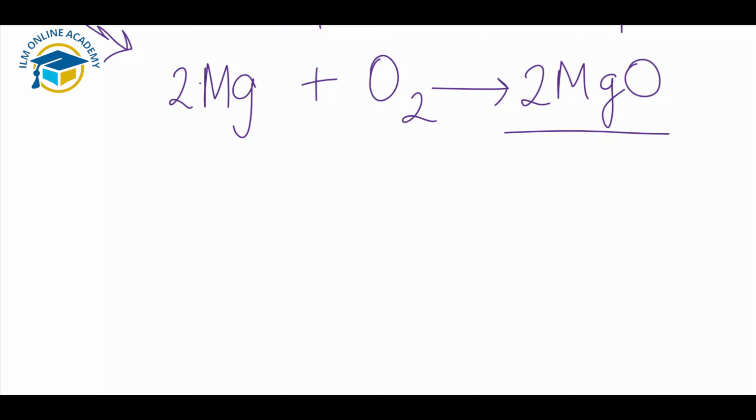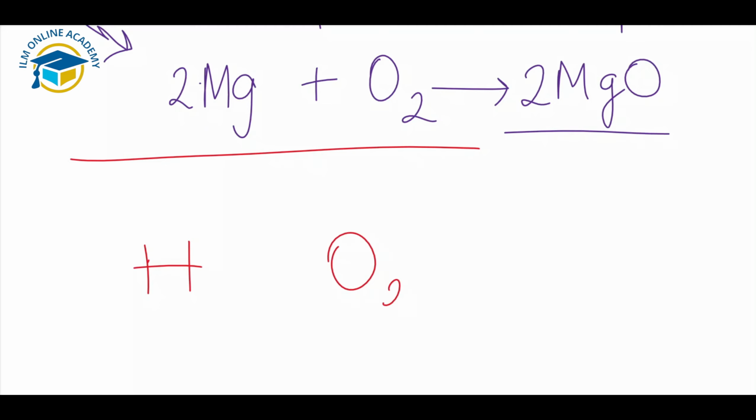For example, first make sure you know what reactants are present. So we have to write the reaction between hydrogen and oxygen. First, you should know what the reactants and products are. For example, hydrogen reacts with oxygen. The symbol of hydrogen is H, and oxygen has the symbol O, O2 gas. From this you can write the word equation also.